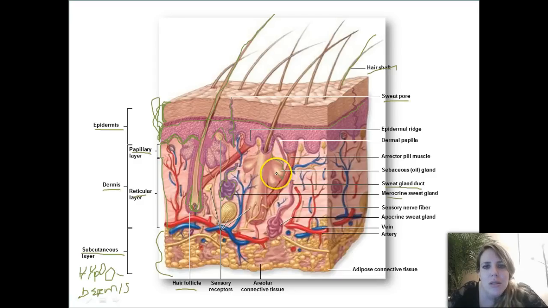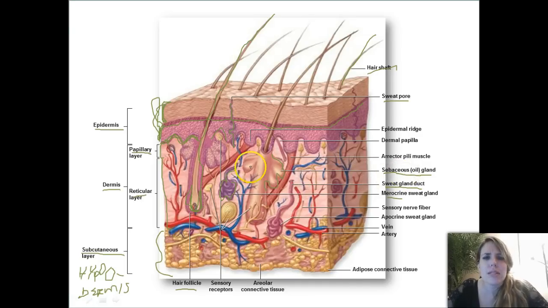Some of those hairs right next to them and feeding into them have another kind of gland, and this is called a sebaceous gland. It's also called an oil gland or a holocrine gland. So we'll go over these glands later on as well. But sebaceous glands secrete sebum, which is like this oily substance. It's kind of nasty when you think about it.